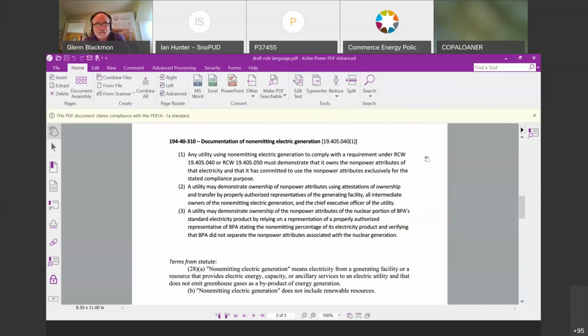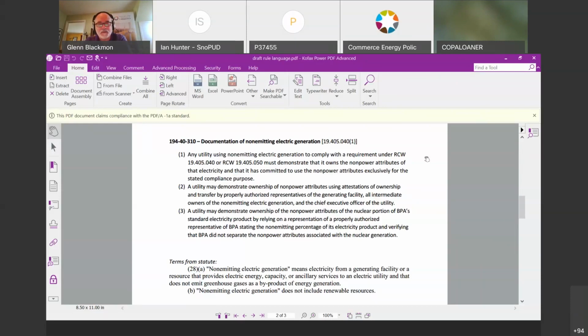And all of its output is marketed by BPA as part of its resource portfolio. And so we need to develop language that works in terms of BPA's business operations and the contracts it has with its customers. And in discussing this with BPA, it seemed like they were more comfortable saying that the non-power attributes of the nuclear had not been separated from the electricity itself, rather than saying that those attributes were transferred with the electricity.